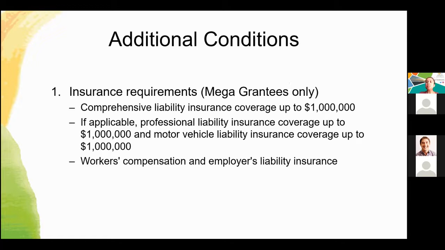Additionally, all grantees must possess insurance that meets the following requirements. All grantees will maintain comprehensive liability insurance coverage up to $1 million during the term of the grant agreement. If applicable to the grantee during the length of the agreement, the grantee will maintain professional liability insurance coverage and motor vehicle liability insurance coverage up to $1 million. All grantees must have workers' compensation and employers' liability insurance, providing full statutory coverage as required by state law. And proof of these insurance requirements must be provided by the grant recipients after notice of grant award.